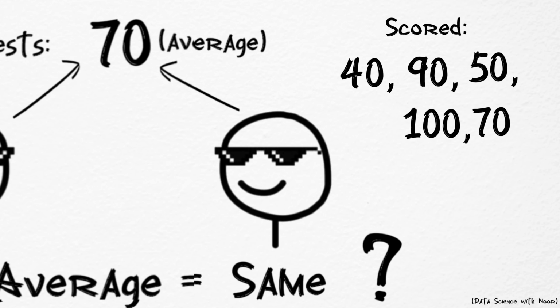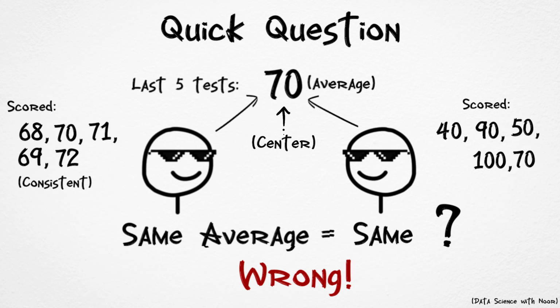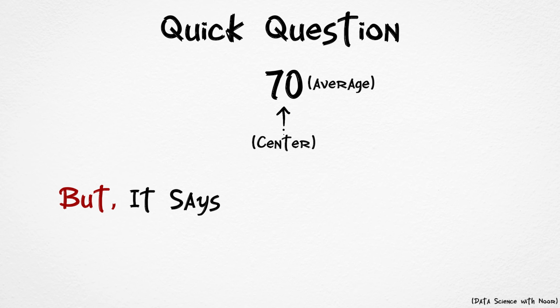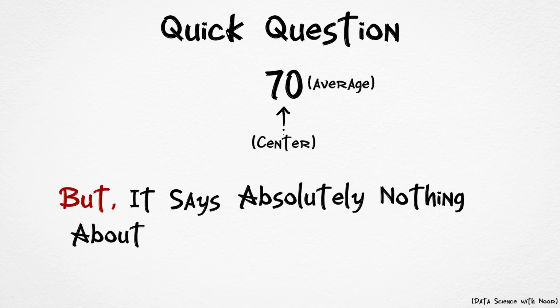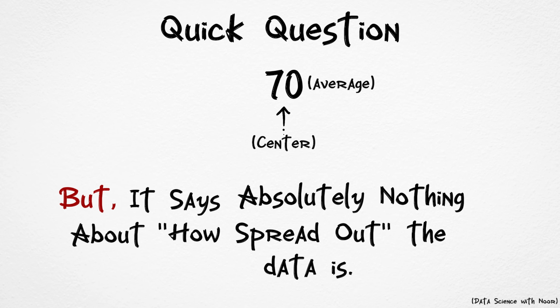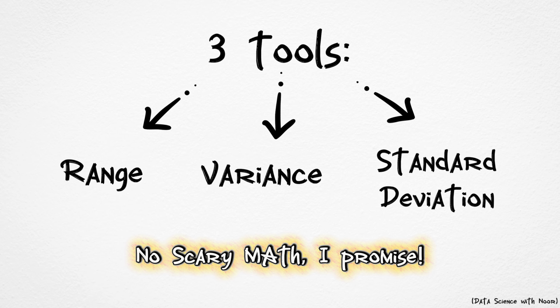All over the place. The average tells you where the center is, but it says absolutely nothing about how spread out the data is. And that's where the real story lives. Today we are talking about 3 tools that measure exactly that: range, variance, and standard deviation. No scary math, I promise, just the idea behind each one. Let's start with the simplest one, range.